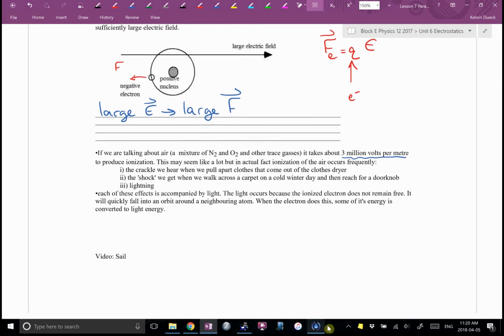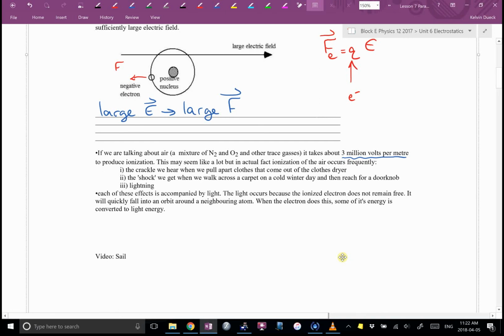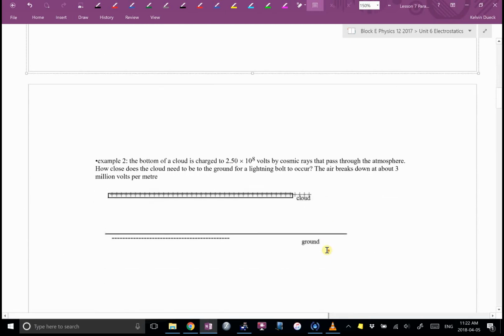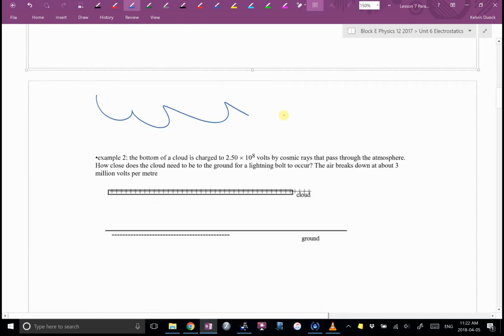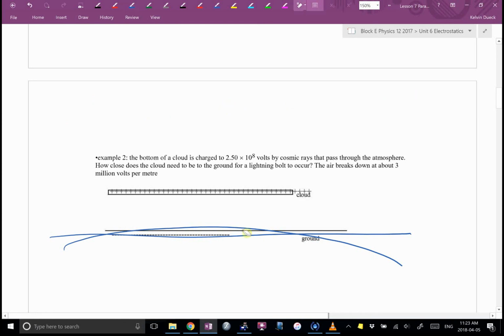Put your pencils down, look up. Let's talk about lightning. Although a cloud kind of looks like this, thunderheads typically have a fairly flat bottom, and so you can imagine that it's one side of a parallel plate. And you can treat the Earth, although it's technically curved, roughly as a straight line, the other side of a parallel plate. Which means what we've just learned can be applied to lightning.